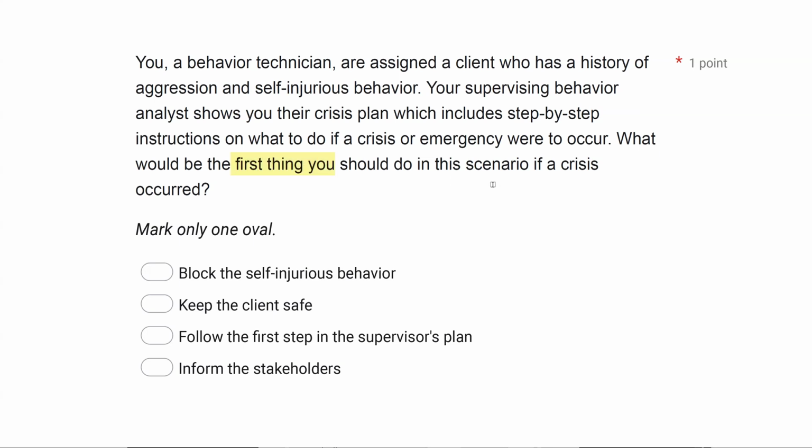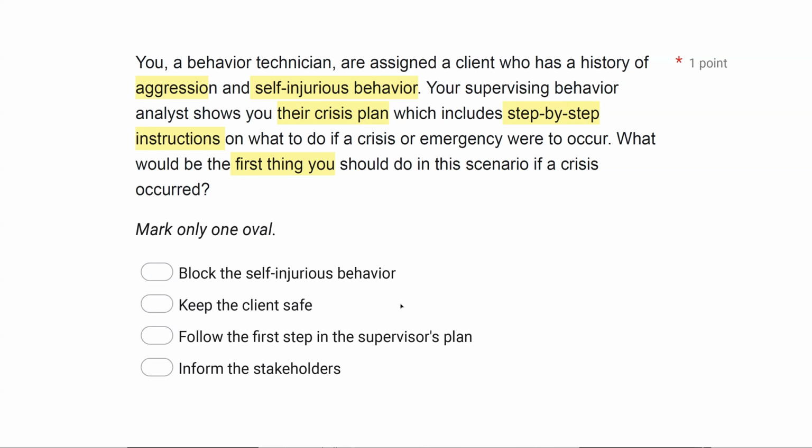Well, as a technician, there should be a crisis plan in every treatment plan from the beginning, and you need to be aware of that crisis plan. So if you're assigned a client, they have aggression and self-injury, and your supervising analyst has a crisis plan with step-by-step instructions, well, what are you going to do first if that crisis or emergency occurs? A, block the self-injurious behavior. Well, maybe, but we have to refer back to the plan. We have a step-by-step plan. We've got to do what that plan says.